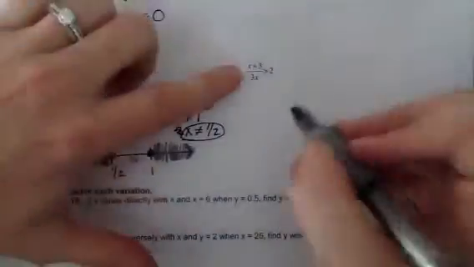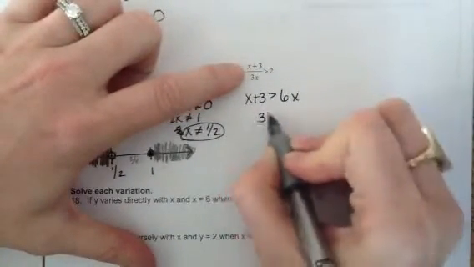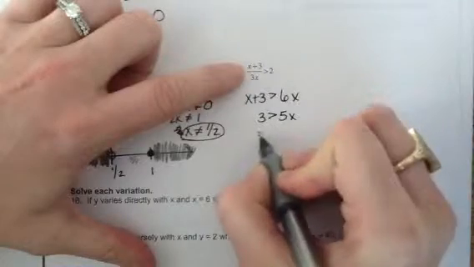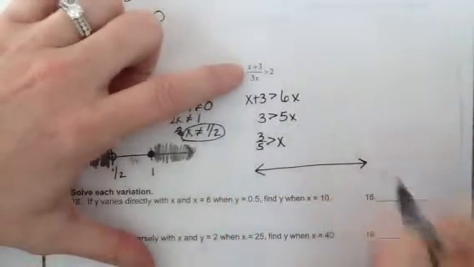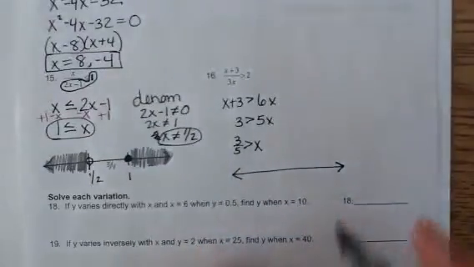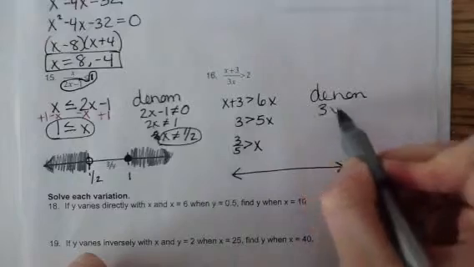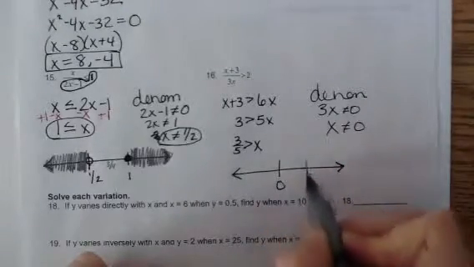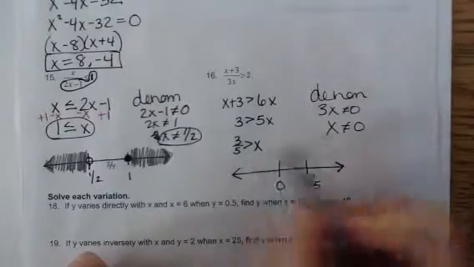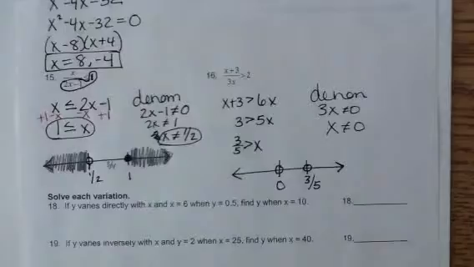So 16, we're going to do it the same way. We're going to cross multiply. Then we're going to solve. And our first critical value, our first number is 3/5. The next one comes from the denominator, which is 3x. So x cannot be a 0. So we have 0 and 3/5. In this case, they are both open circles because neither of them are equal to.